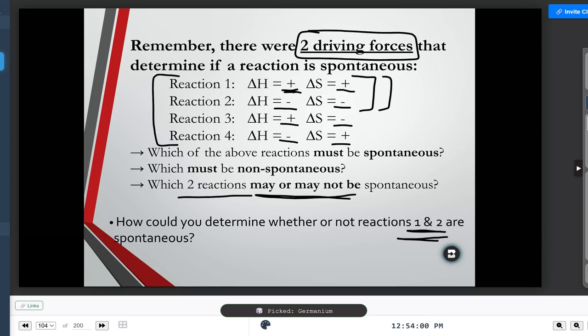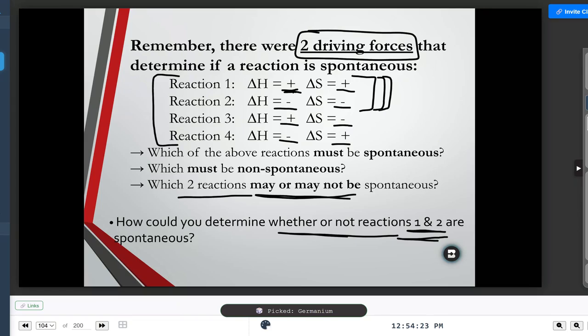And so that temperature is the thing that we want to look at when we ask how you could determine whether or not something is spontaneous. You want to look at the temperature, because temperature is the variable that will help decide if these two reactions are going to be spontaneous or not. Question or comment? Okay. All right.